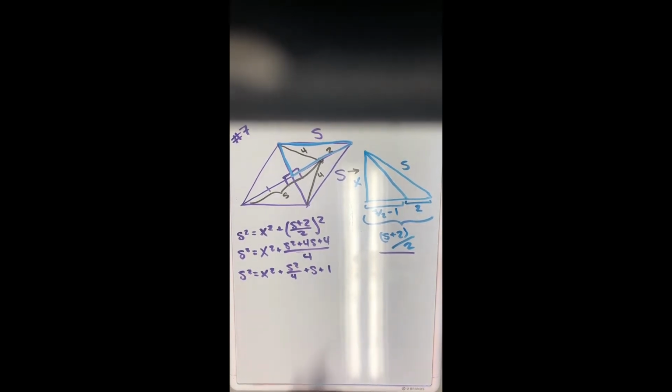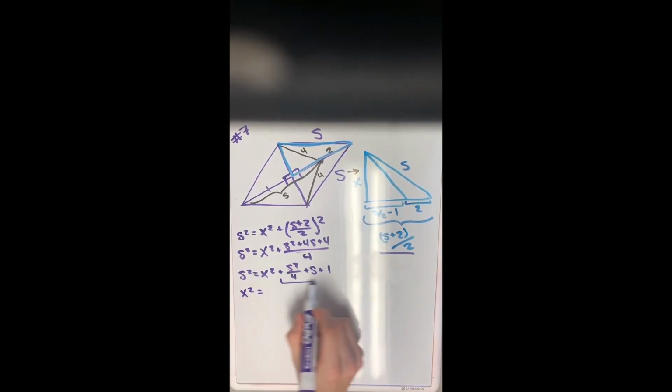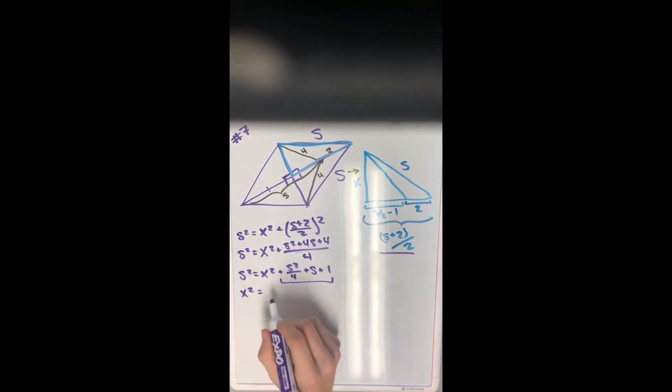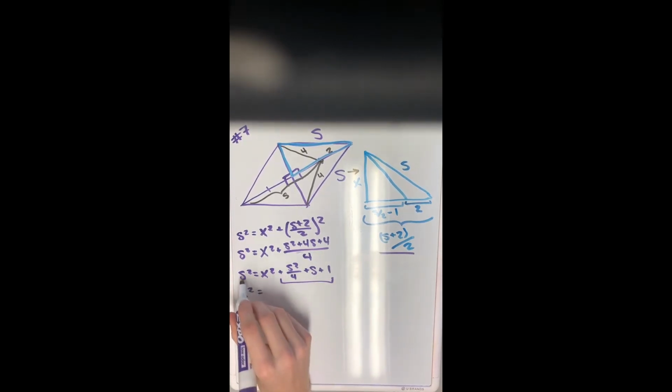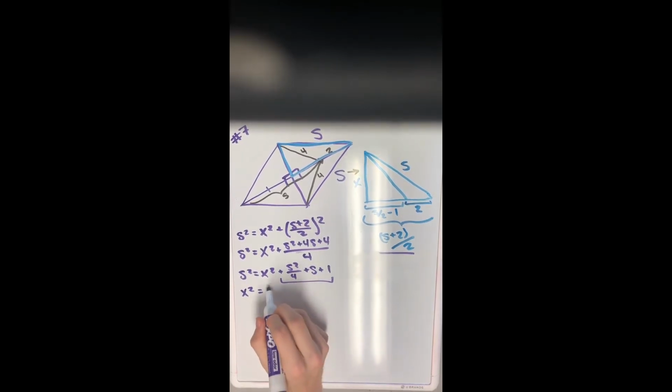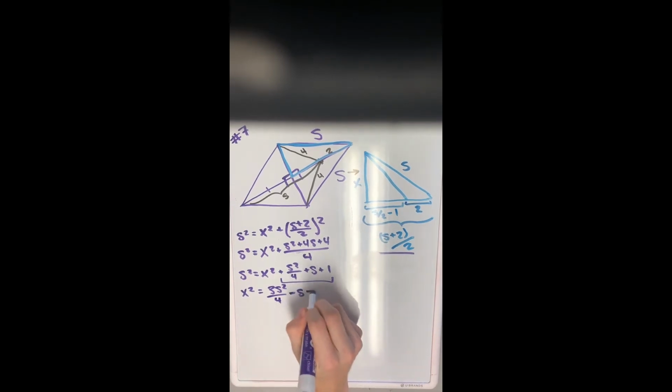And I'm going to solve for x squared because I want to, in the end, cancel out x, so I no longer have x's and I'm only working in s, which is what I need to solve for. So I get x squared is equal to, and I move these 3 components to the other side of the equation, and s squared is equal to 4s squared over 4, so that leaves me with 3s squared over 4 minus s minus 1.